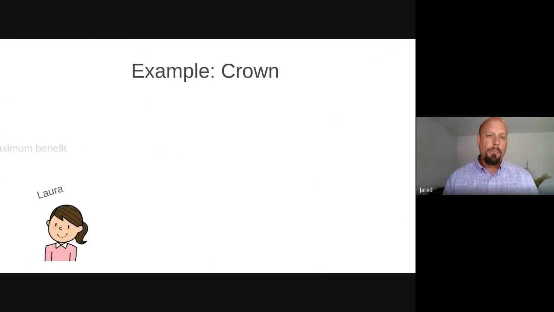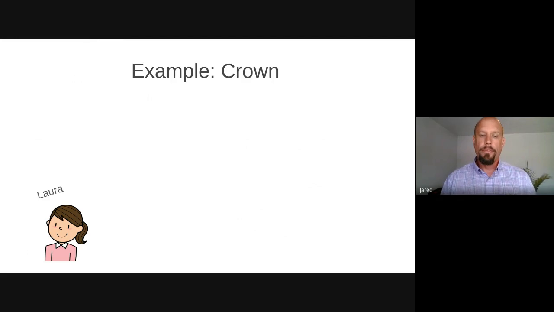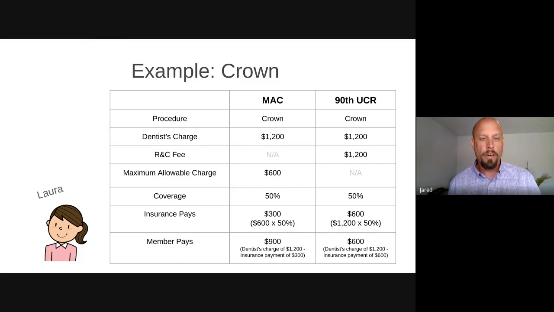So let's talk about a quick example. This is Laura. A couple of assumptions that I'm making here are that Laura's already met her deductible and she has not met her annual maximum benefit, so she still has money left. Let's say Laura goes in for a crown. If she's on a MAC plan, the dentist is going to charge $1,200 for a crown. The maximum allowable charge is $600. That's what the company is allowing. Now, because it's in the major category of coverage, it's going to be covered at 50%. That means the insurance company is going to pay about $300. Because the dentist charged $1,200, $1,200 minus $300 is $900. So that's what Laura's going to pay on a MAC plan for this crown.